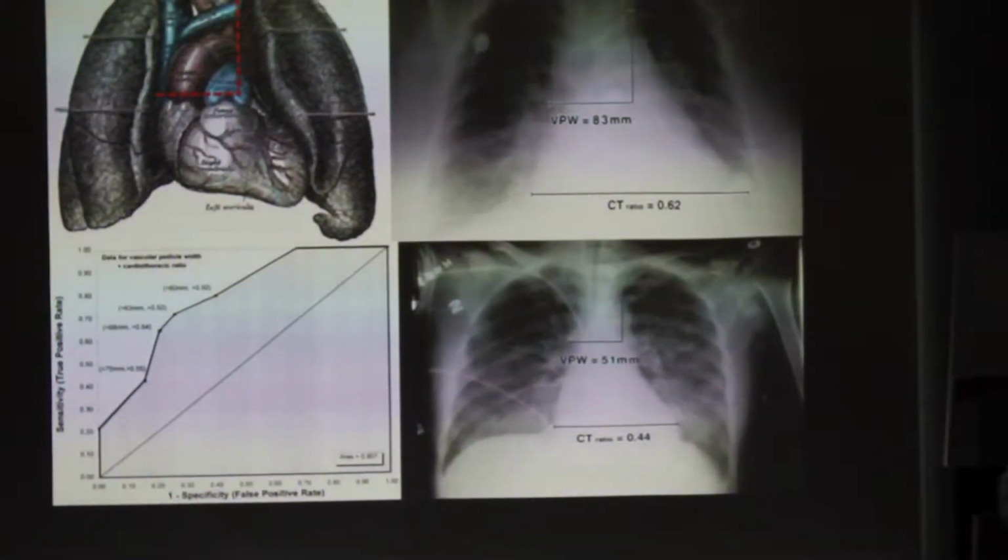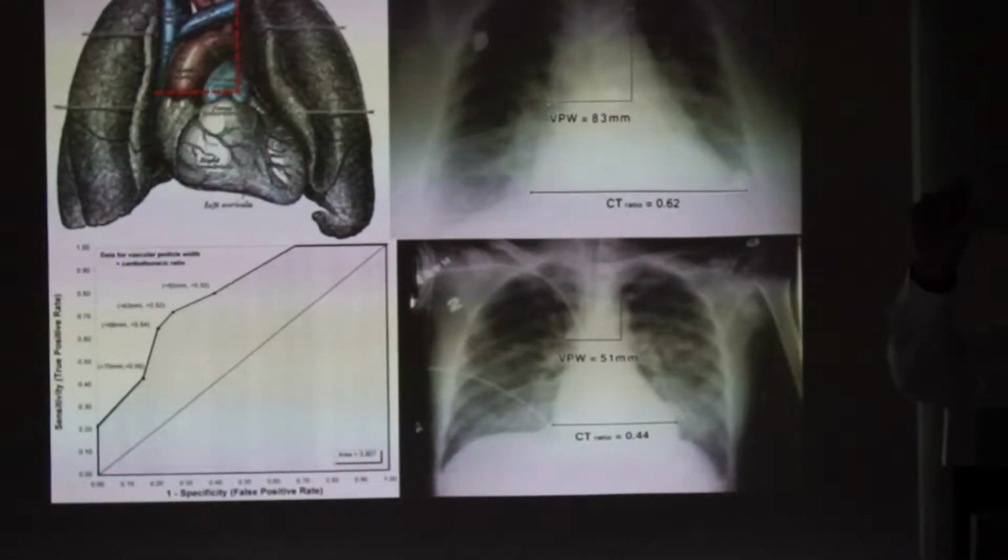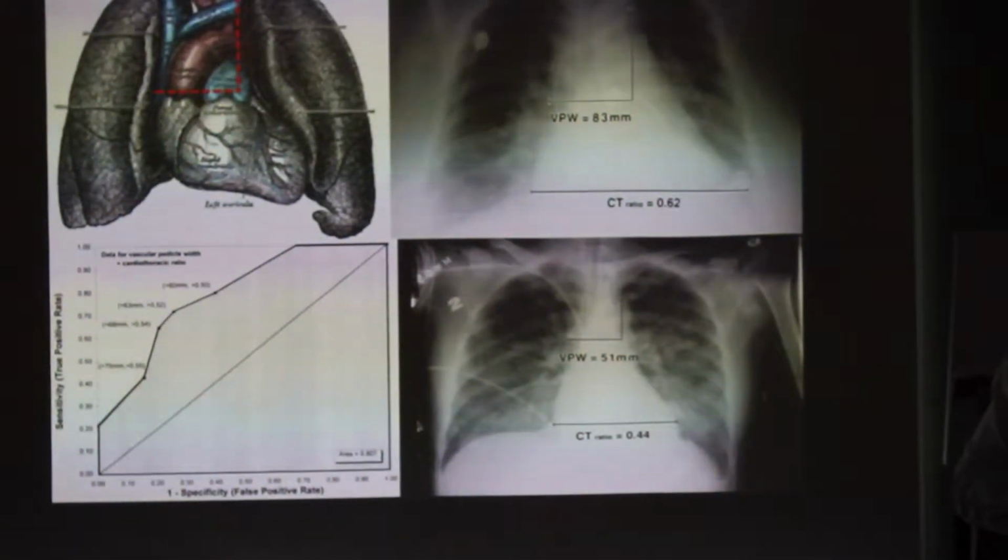How did you get that calculation? You can do the calculation on the PACS. So there's the distance, you can measure the distance. Okay. And it gives you automatically. You'll have to show me that.